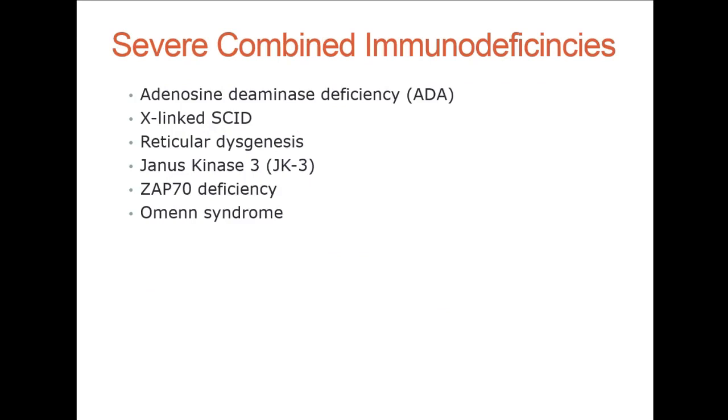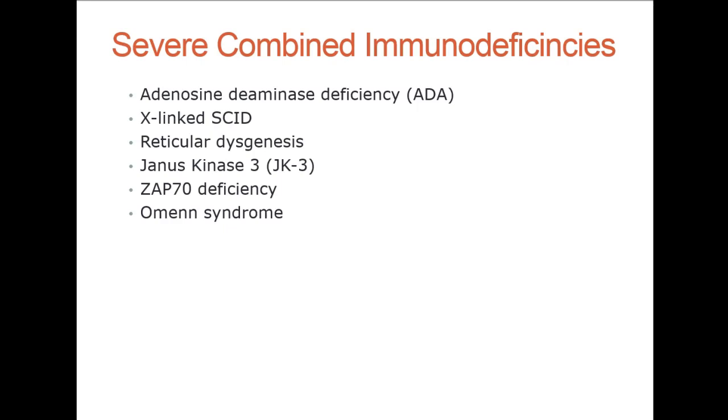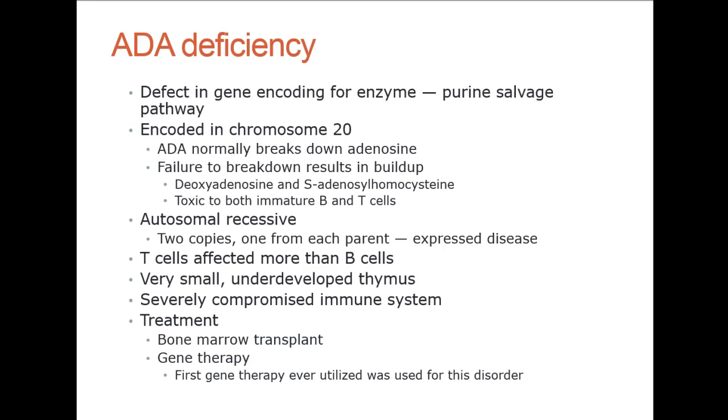Next, we have some severe combined immunodeficiencies. So if you thought some of those were unfortunate, here's where we get very unfortunate. We're going to cover a few of these, but I have a couple others listed here as well. The first one is the adenosine deaminase deficiency, the one that I have first. We're going to refer to that as ADA.